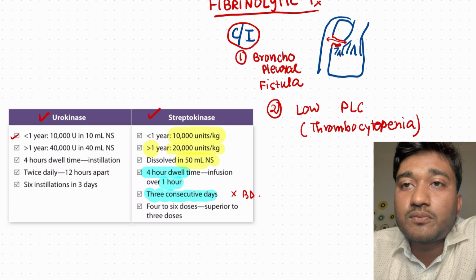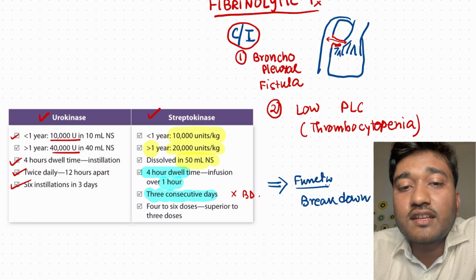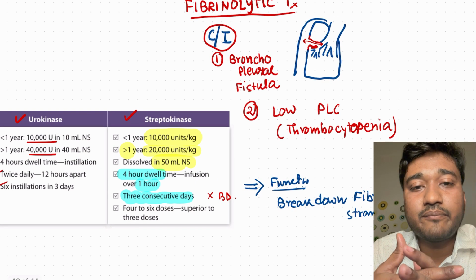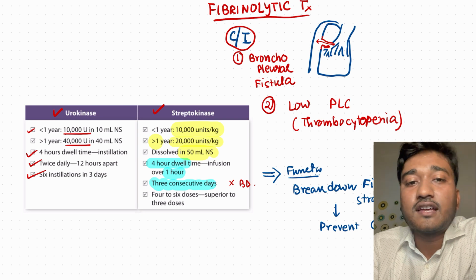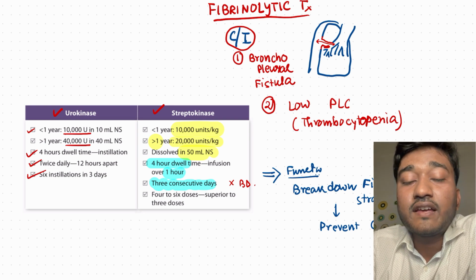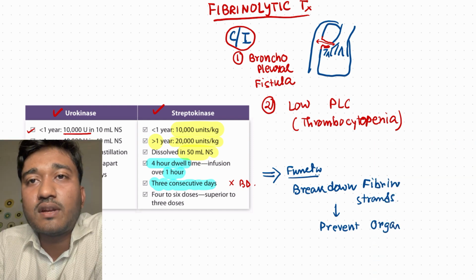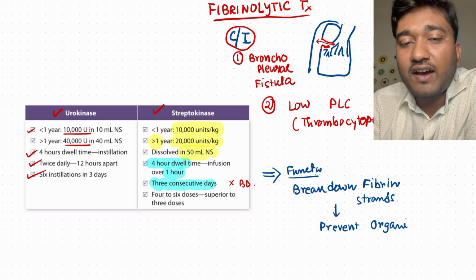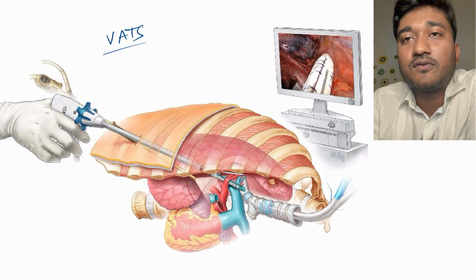Okay, in case of streptokinase, less than 1 year, dose is 10,000 unit per kg, more than 1 year, 20,000 unit per kg, dissolved in 50 ml of NS, given over 1 hour duration. Then it is blocked by the clamp, that is the mosquito. It is kept for 4 hours, then we remove it. Okay, that is we remove the clamp, and usually given twice a day for 3 consecutive days. And we have urokinase as well, and you can see the dose of it. The main function of it is basically to break down the septations. And here you can see the photo of VATS going on. Thank you.